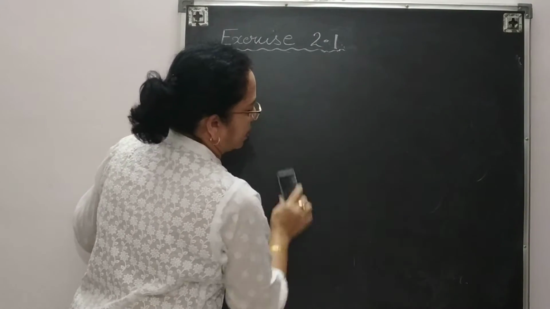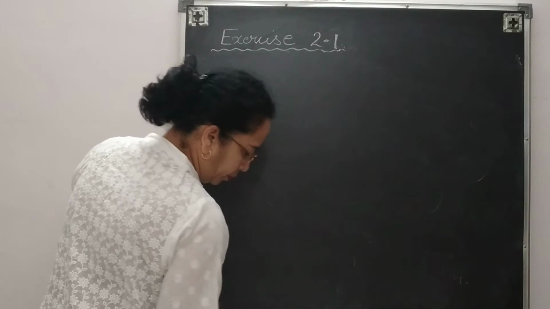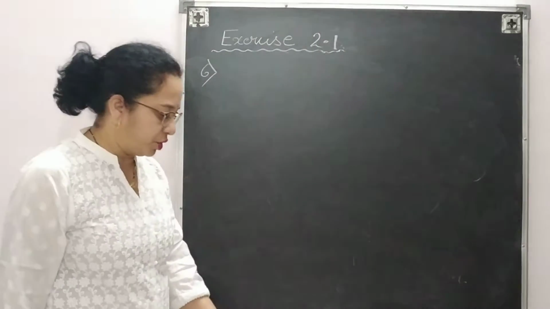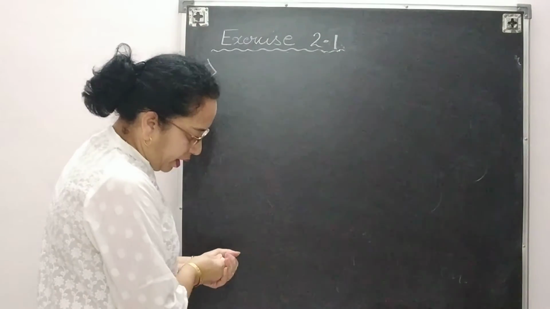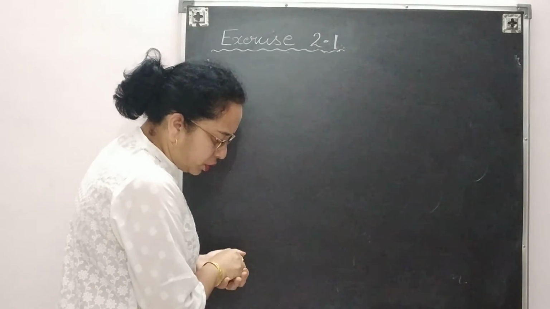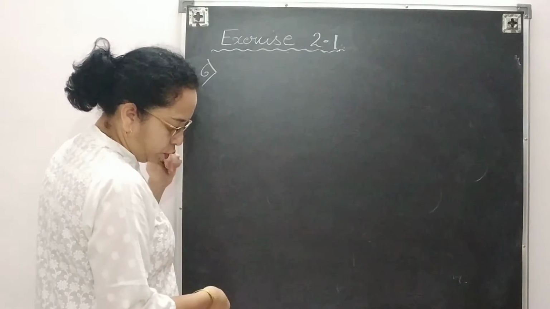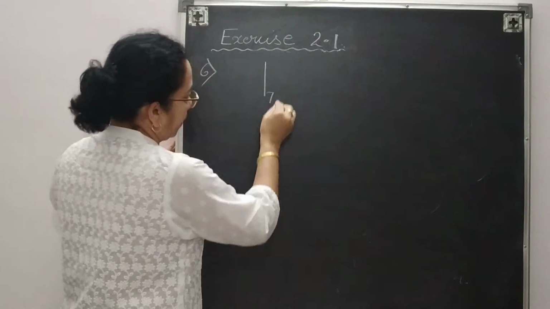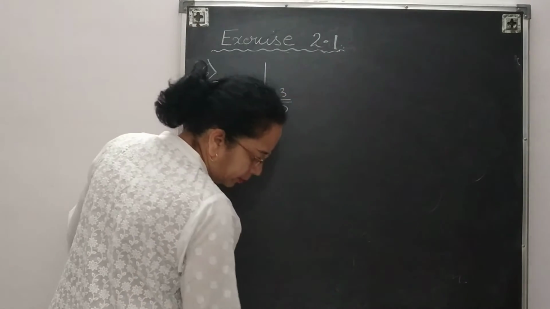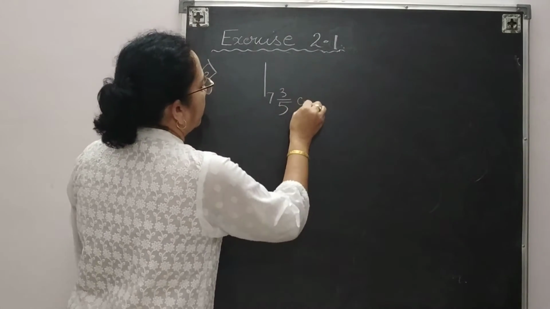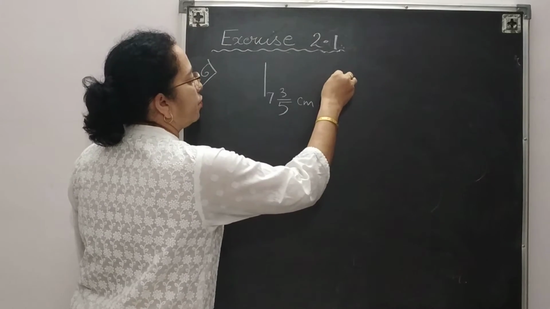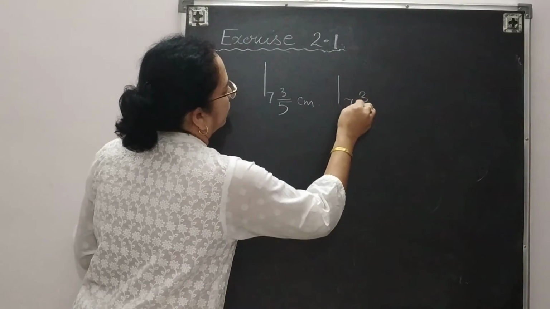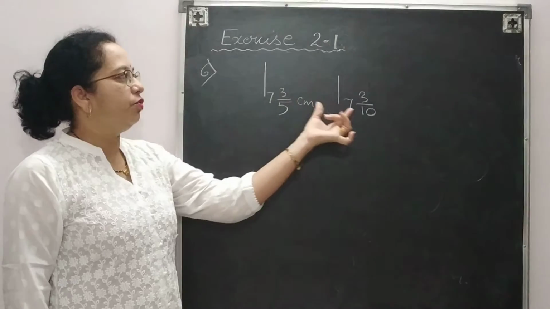Now we will go for the next sum. And the next sum is question number 6. Question number 5 is just like question number 4. Now here it is given, Sahil wants to put a picture in a frame. So two widths are given. One width is given 7 is to 3 upon 5 centimeter. And another width, the width of the frame, is given 7 is to 3 by 10. So this is the width of the picture, and this is the width of the frame.